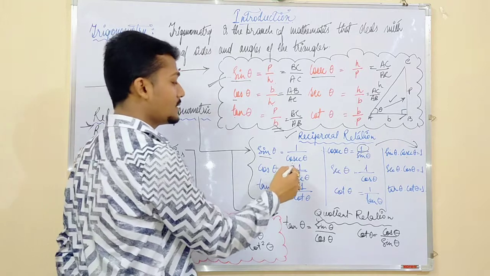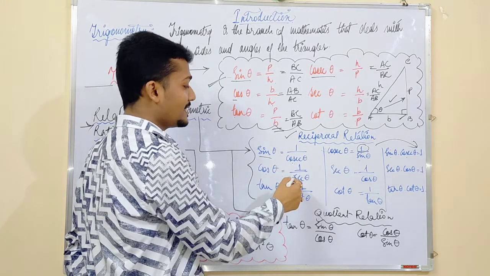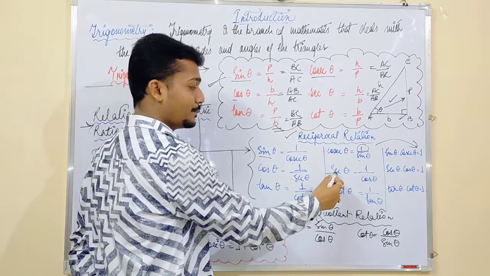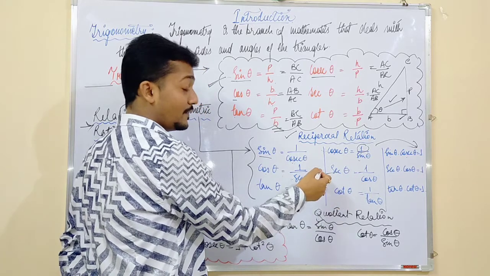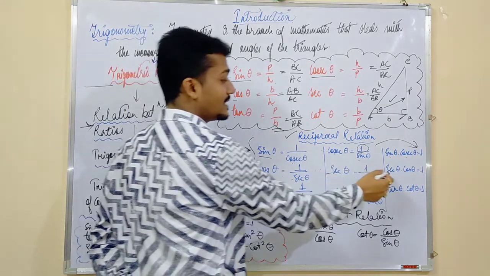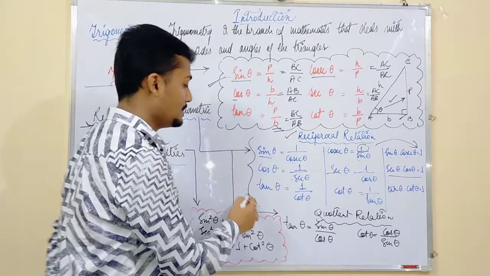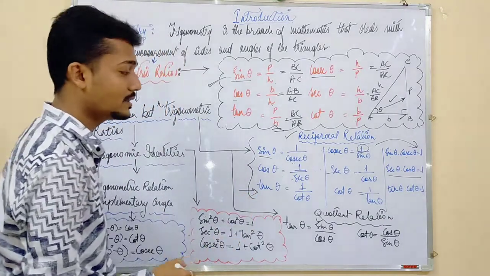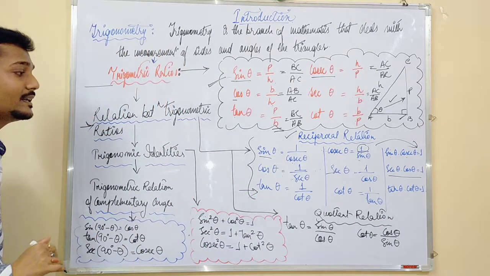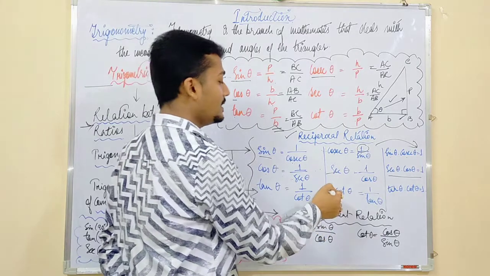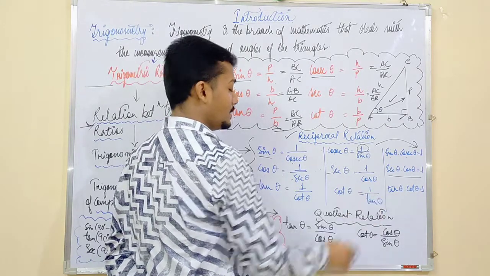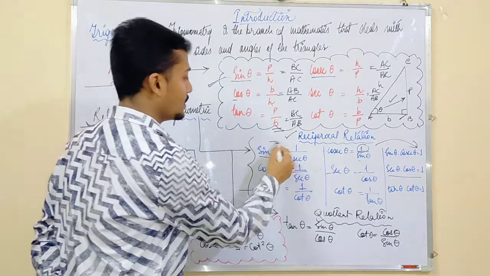So cos theta is equal to 1 by sec theta. Okay, that means sec theta will be equal to 1 by cos theta, isn't it? So if cos comes here, that means cos theta into sec theta is equal to 1. Similarly, tan theta is equal to 1 by cot theta, and cot theta is equal to 1 by tan theta, and if we bring tan here, it will become tan theta into cot theta is equal to 1. So this is your reciprocal relation.